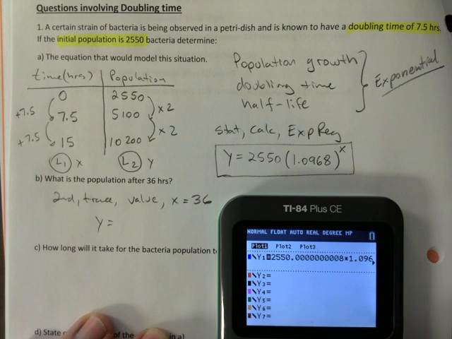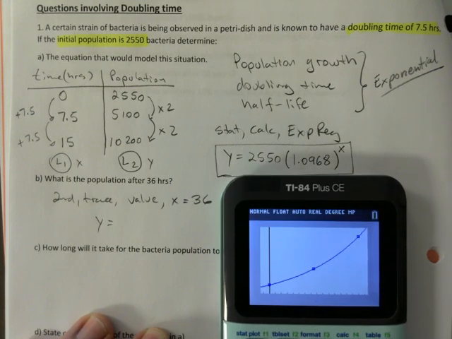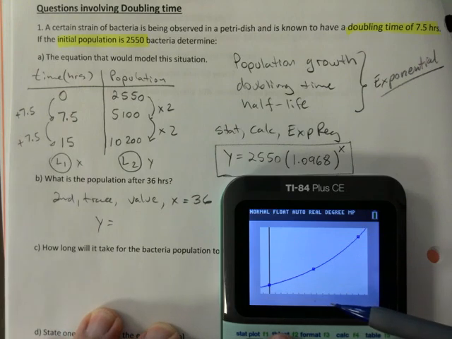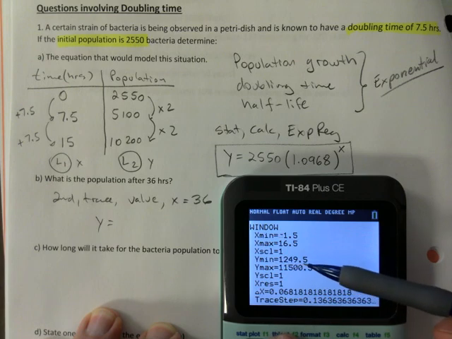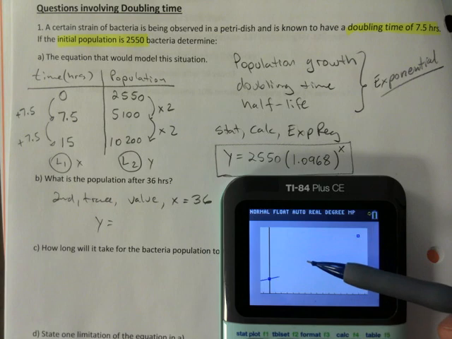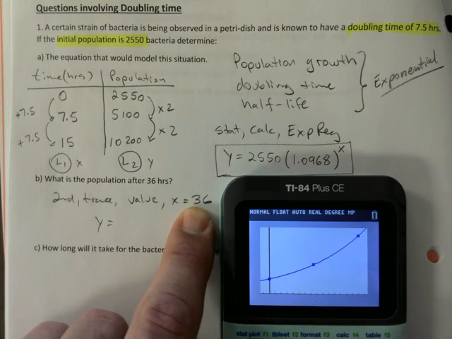So I'm going to try zoom stat. There it is. Actually does a pretty good job in this case. I'm just going to make sure that my x-axis is actually visible. So I'm going to go window. So my y min, it's a little too high. So I'm going to go -5 or -10, something just below the x-axis. Graph it one more time. So this is better. Now let's go find this value here.